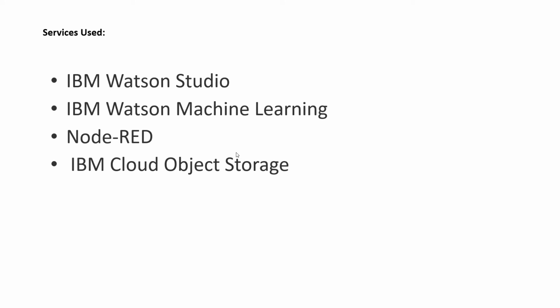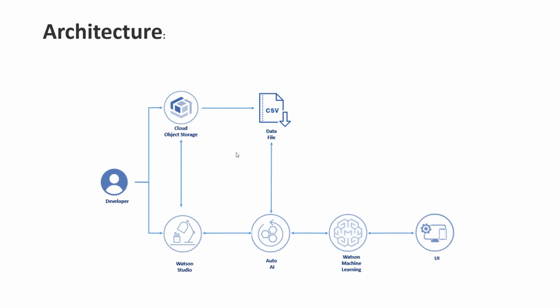So basically, we make use of four services over here. That is IBM Watson Studio and IBM Watson Machine Learning. These are basically used for creating the model. IBM Watson Studio is used for creating the service, and IBM Watson Machine Learning is used to create the instance, and NodeRed is used to create the web application, and IBM Cloud Object Storage is to create the reference for the dataset. And this is the architecture.